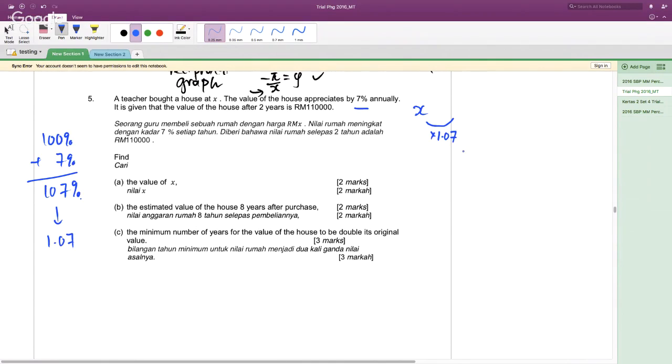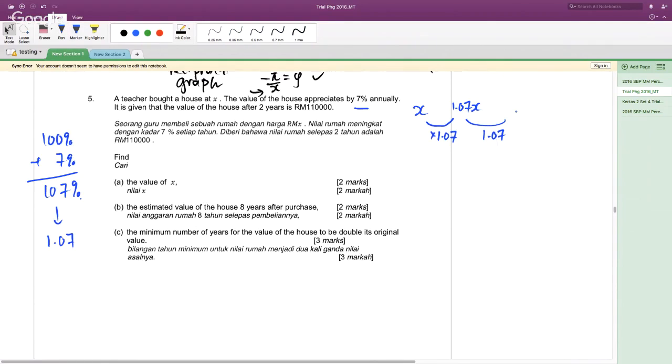And then a lot of students ask me, why do you know this is GP? Most of the time, whenever you see percentage, it's GP. All right, so the next one is basically 1.07x. And the next one is just multiply by 1.07 again, then you will get the next one.